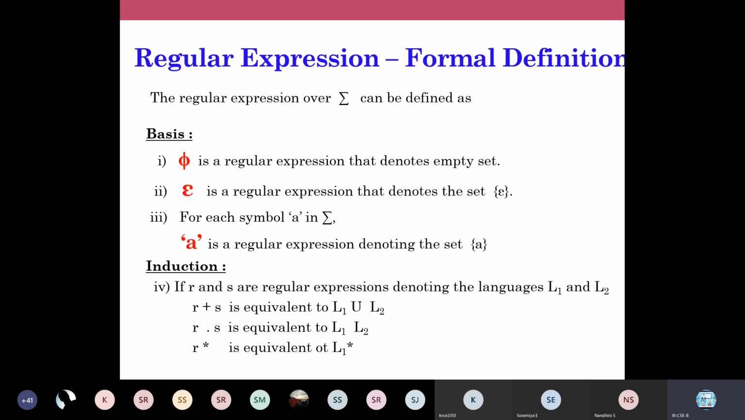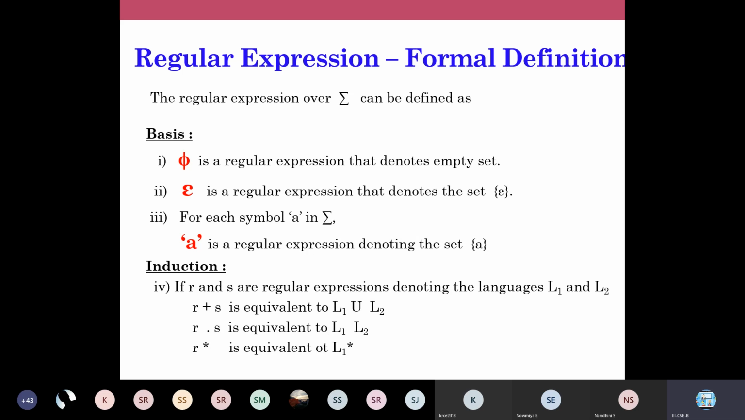Epsilon is the regular expression denoting the set with just a single element, that is epsilon. And for any particular symbol A in your input alphabet, if your set consists of only that particular symbol A, okay, so if your set has only one single element A, you can write a regular expression for that language as simply A itself. So these are the smallest possible symbols in your language for which you can define a regular expression.